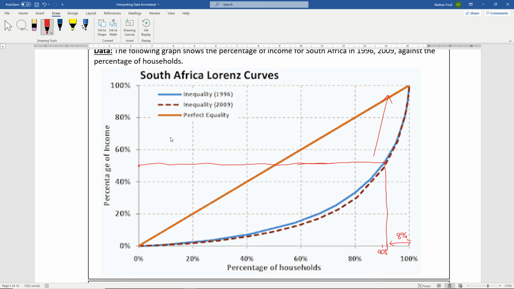And if we go up, we can have a look at the other way around. If we look at 80%, that means we've got 20% of the wealth and 2% of the people. But just by reading this graph, you can understand how a Lorenz curve works. You can see that the further away it is from this line here, the greater the disparity. So here you've got 50% of the wealth in 8% of the people.